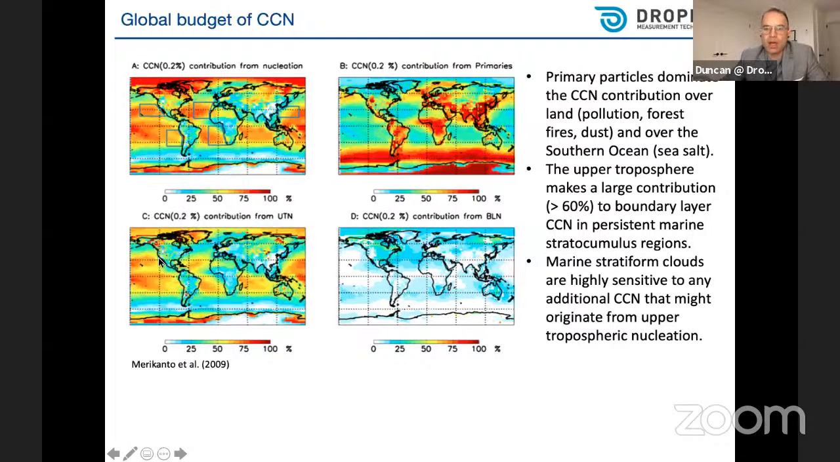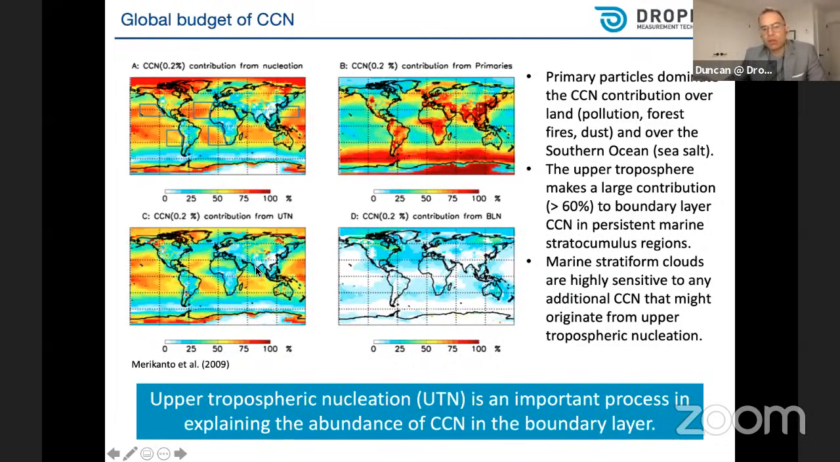In the upper troposphere, nucleation plays an important role and a major contribution to CCN, with up to 60% of the cloud condensation nuclei originating from upper tropospheric nucleation. While in the boundary layer, the contribution of the boundary layer nucleation process is quite small compared to that of upper tropospheric nucleation. So upper tropospheric nucleation is an important process in explaining the abundance of CCN in the boundary layer.